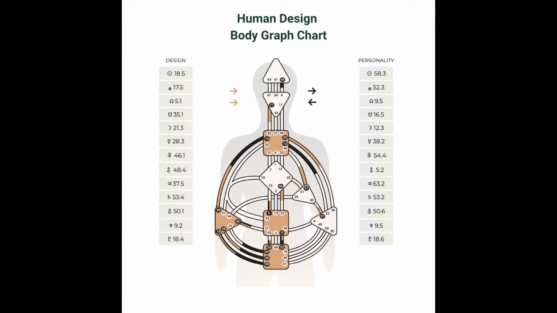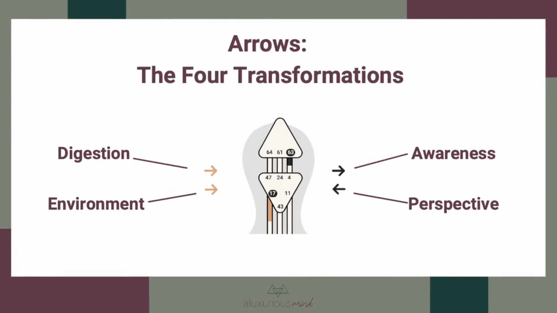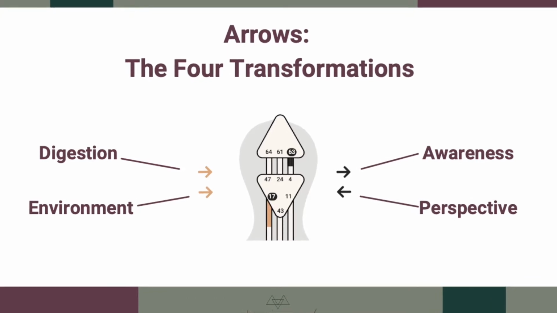So let me just get into the arrows really quick. If you pull your body graph chart or you look at one online, you're going to see that there's 4 arrows at the top of the body graph chart. Those arrows can point either left or right, each one. And whether it's pointed left or right means something different. So in human design, they represent what's called the 4 transformations. The first transformation is digestion. The second is environment. The third is perspective, and the last one is awareness.